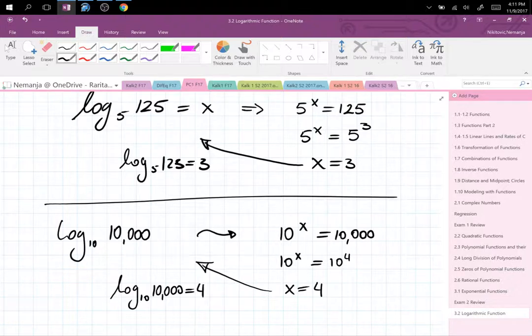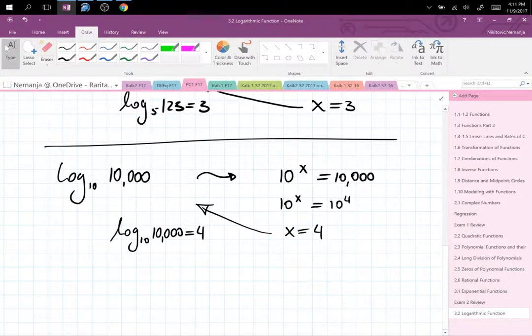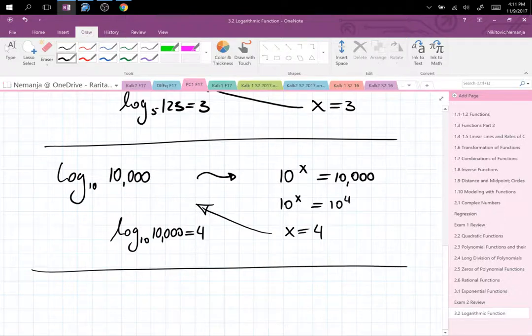Computing logs is not easy at all. As soon as I give you a problem that you can't do these exponential tricks where they don't match, it's game over. You have to use a calculator or some other witchcraft to figure it out.